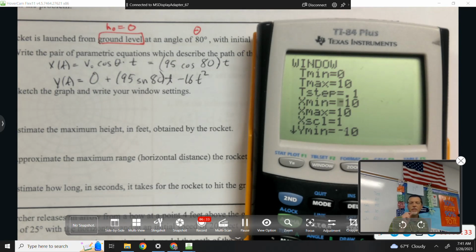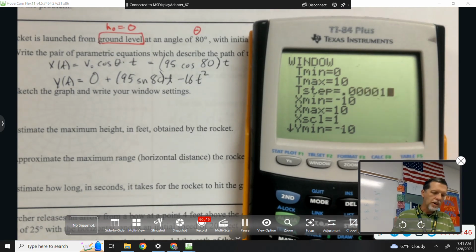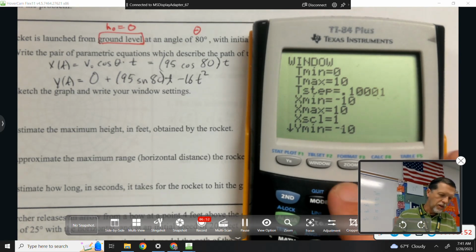Step is how often the calculator calculates the new point. So the lower it is, the more accurate it is. But the lower it is, the longer it takes. So if you make it 0.0001, you're going to have a really accurate picture, but it's going to take forever. So let's try 0.1 and see if that looks good enough.